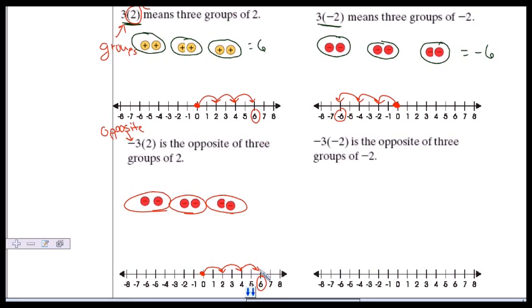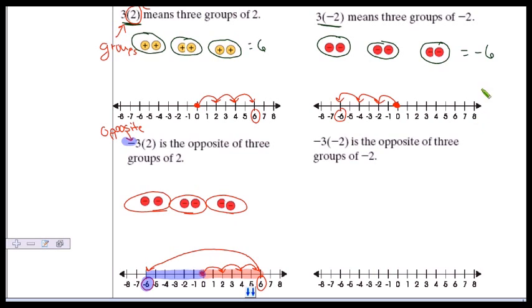Since this is positive 6, the opposite is going to be negative 6. So we have to jump all the way back to its opposite. Remember that the opposite is the number that is equidistant from 0 to that number. Because this is 6 units apart, the opposite is going to be 6 units apart as well. So that's why the answer is not 6 in this case, but negative 6, because of that little symbol right there that says the opposite of it.